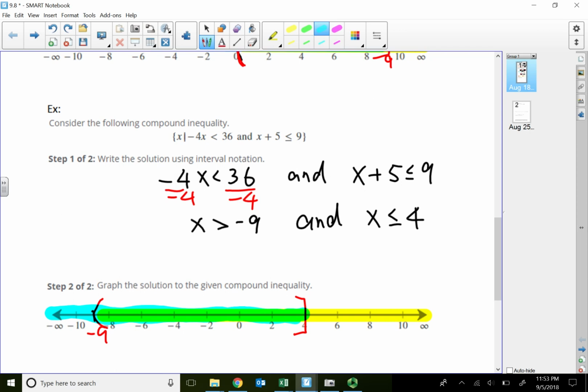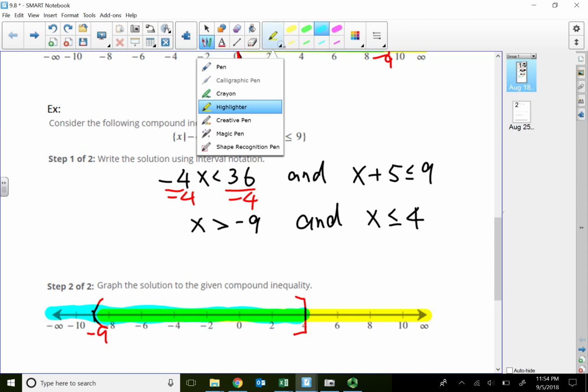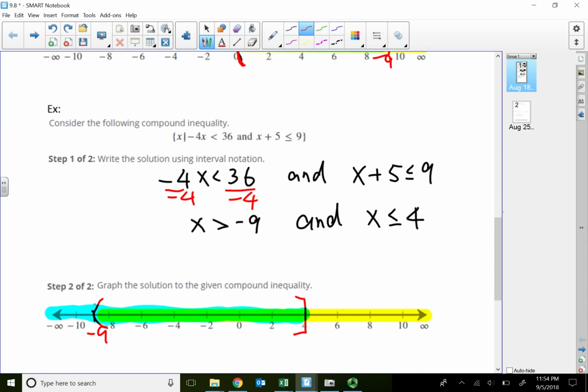Okay, so my overlapping part, where it's green, is where my solutions are, because anything between negative 9 and 4 satisfies both inequalities using the word and. So my answer has to be bigger than negative 9, and it also has to be what? Less than or equal to 4. So that will be anything between negative 9 and 4, using a bracket on the 4.